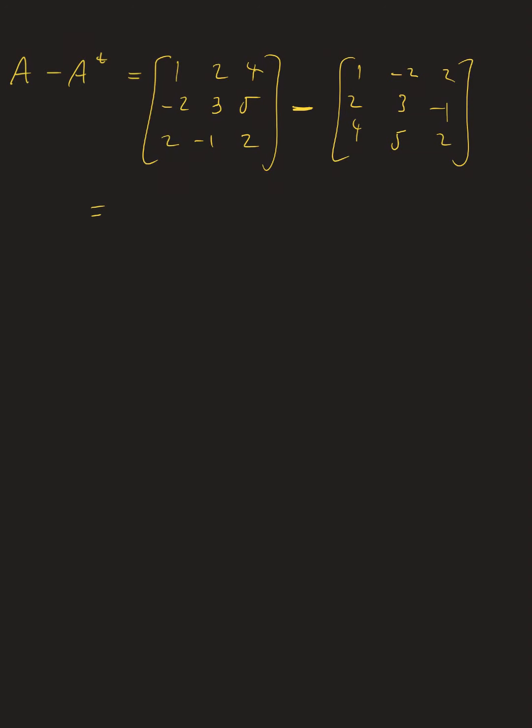And again, I'll add these all up. So I'll have 1 minus 1 in the top left. I'll have 2 minus minus 2 here, so be careful with those minuses. And I'll have 4 minus 2 here. So second row, I'm going to have minus 2 minus 2. I'll have 3 minus 3. And I have 5 minus minus 1. Bottom row, I have 2 minus 4.